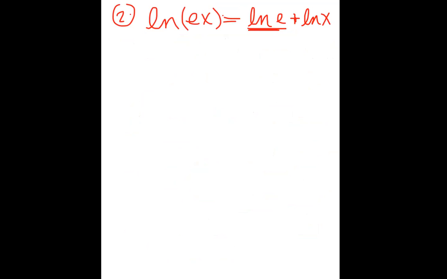Anybody? Plug it into your calculator. What do we get? 1. Very good, Megan. So this would be your answer, guys. Be careful with these, okay? They are in the test as well, obviously, on the assignment.